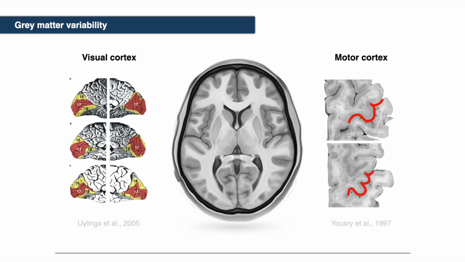So here in 17 you have the calcarine sulcus and then V1 around it. So it's just a separation of the visual fields. Now on the right here you have the example of the motor cortex.